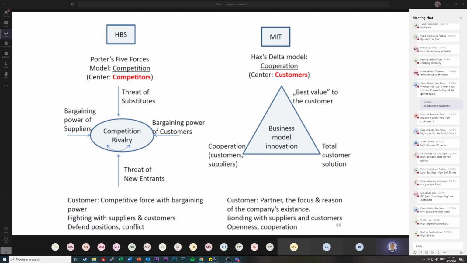Names of universities, exactly. Harvard Business School, and MIT is the Massachusetts Institute of Technology. Perfect, so you know this. And what does it mean? Two competing universities, two competitors, and two different models, because each university developed its own model. Harvard Business School developed Porter's Five Forces model.